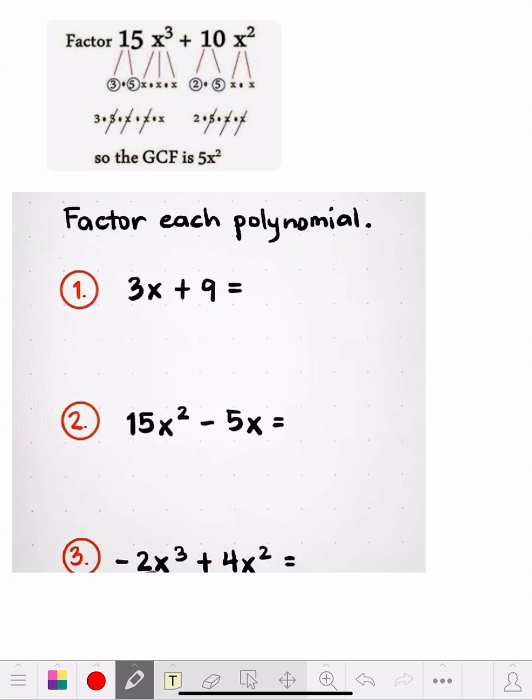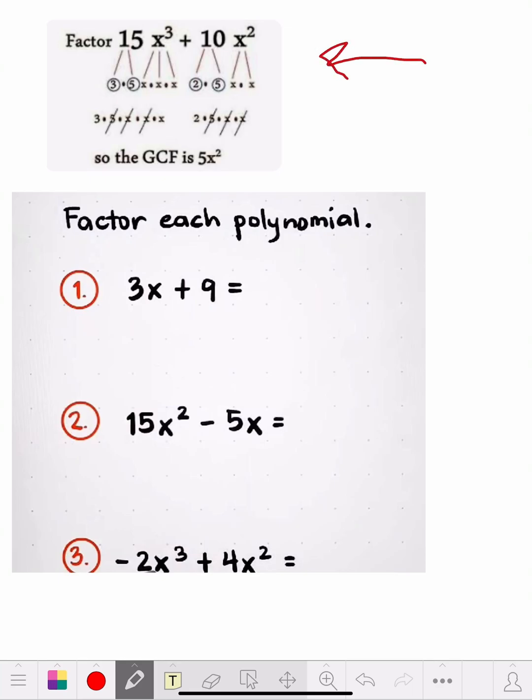The lesson for this afternoon is factoring a polynomial. The way you do these, the first one we have is 3x plus 9. What you have to do is break this apart. They show a little example up here. This is how to do it.